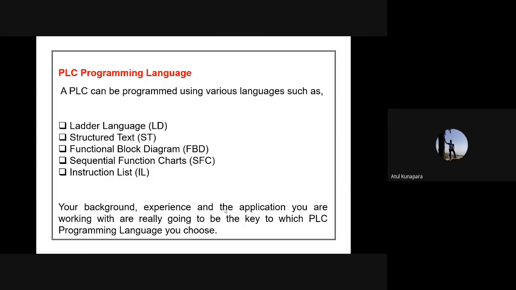Now, what are the various programming languages which we can use to program our automation part? There are various languages. The five most famous are ladder language (LD), structured text, functional block diagram, sequential function chart, and instruction list. So these are the five different languages. But out of these five, ladder language is most widely used in the industry.